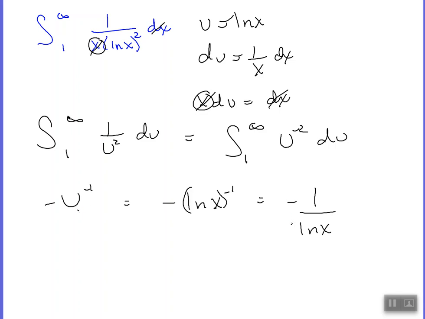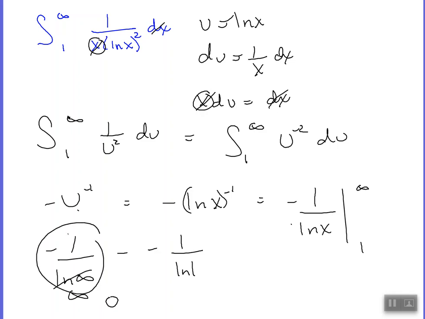So now I'm going to plug in infinity and 1. So I've got ln of infinity, which is infinity. And when I do 1 over infinity, that's approaching 0. So this whole thing is a 0. I've got these two negatives, so that's going to make a positive.